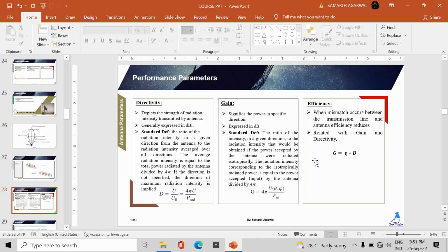Then coming on to some more performance parameters, which are crucial for your antenna. Those are directivity, gain, and efficiency. Okay. Now, first of all, the formulas which I have mentioned here are taken from the Balanis book only, so you can also refer to that. Okay. We'll continue this performance parameter in the next lecture.